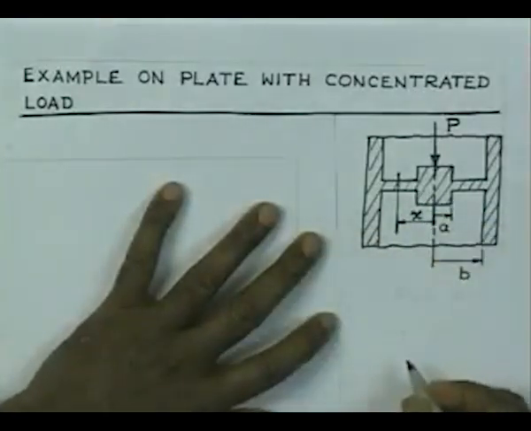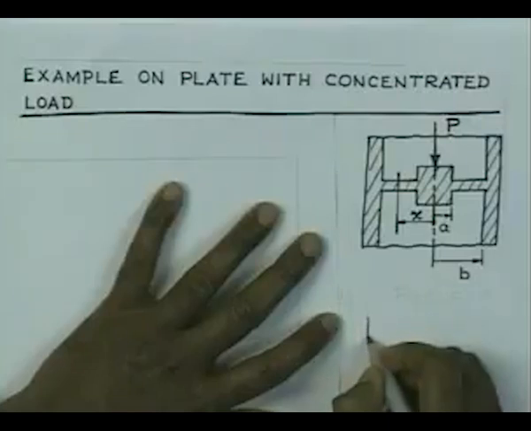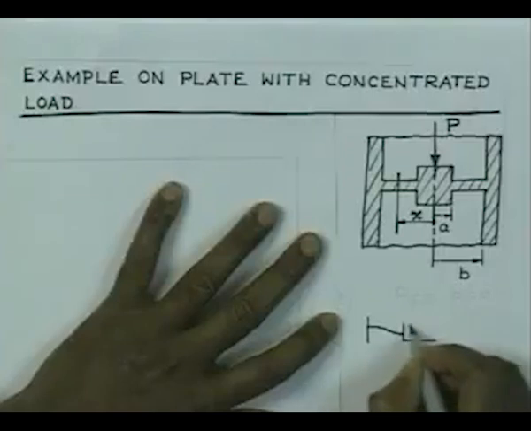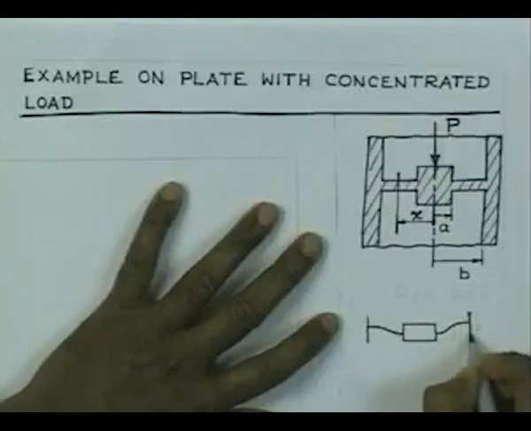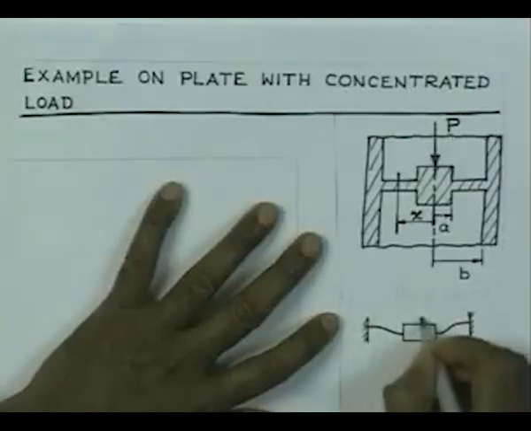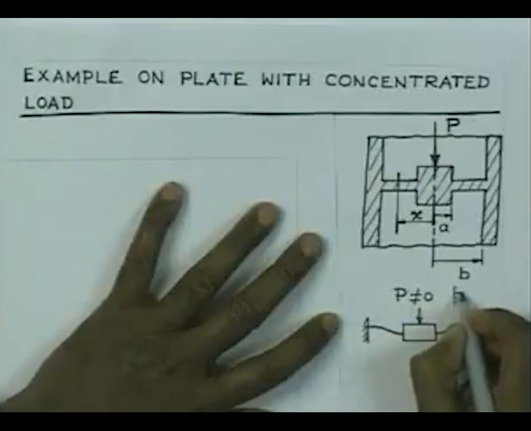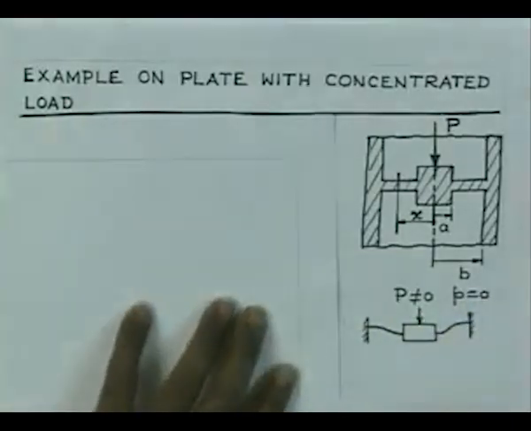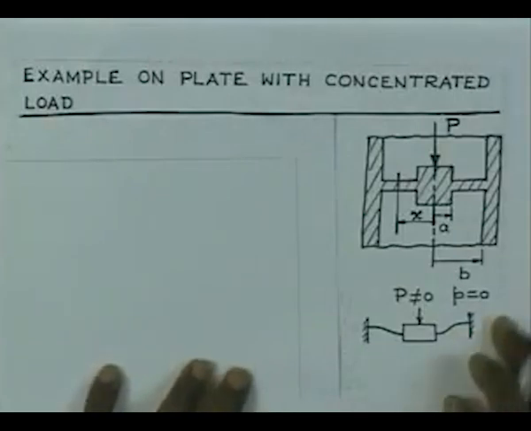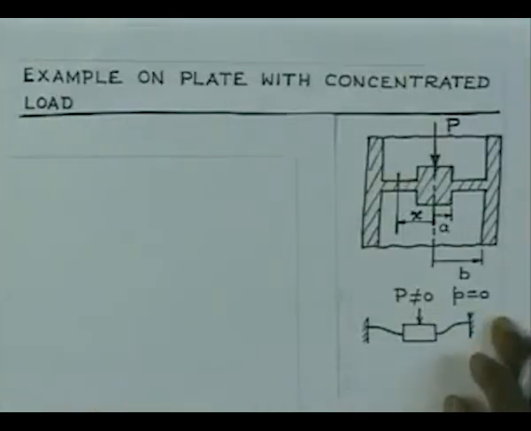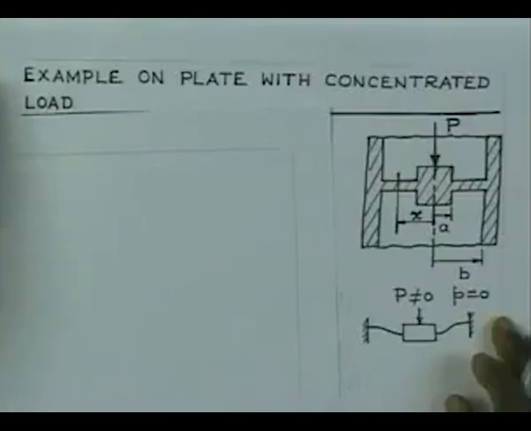Now, for this problem, therefore, when it is deforming, it is going to deform like this. Schematically, we will have the deformation looking like this. So, this P is now not 0 and small p, which is uniformly distributed pressure, that is 0. So, let us try to go over the derivation of deflection and also calculation of the stresses in this case.